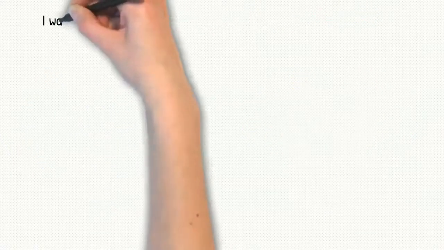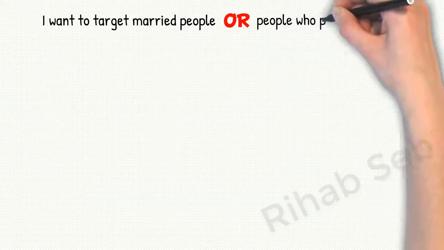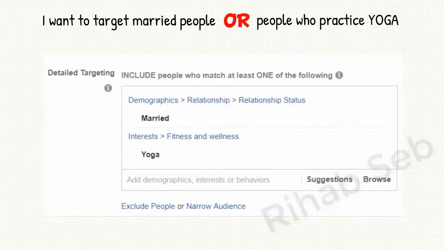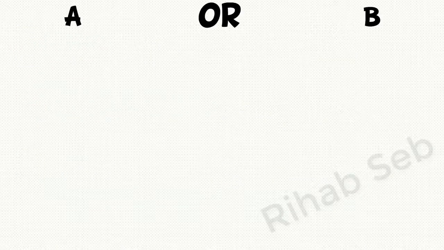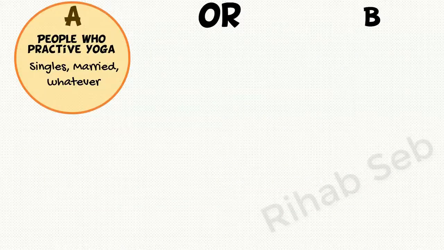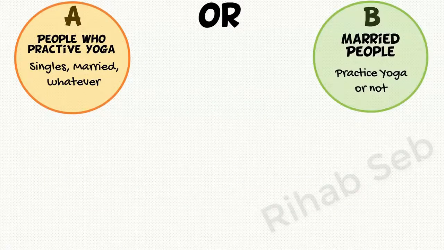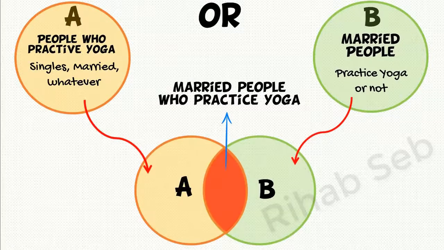If you say to Facebook, I want to target married people or people who practice yoga, Facebook will go and show your ad to single people who practice yoga, or to married people who don't practice yoga, or to married people who practice yoga. So A or B means A without B, or B without A, or A and B together.